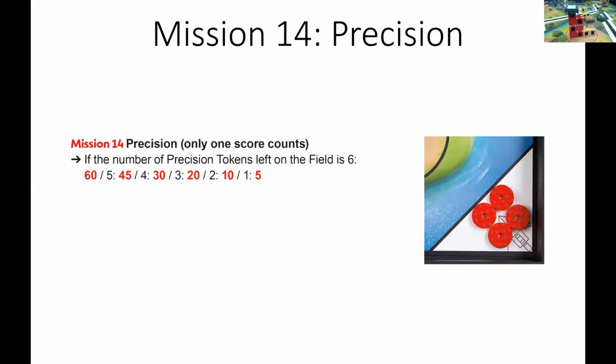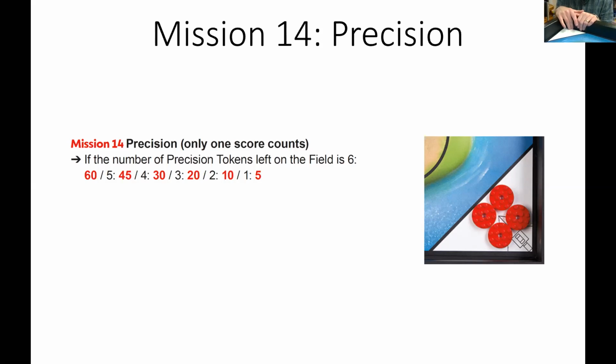Okay, so mission 14. Just a second, I have to find my red discs. I don't know where they are. As normal, we're here. But normally you would have 6 red discs down here. And then each time you interrupt the robot, they take a precision token. And they count how many precision tokens are left.